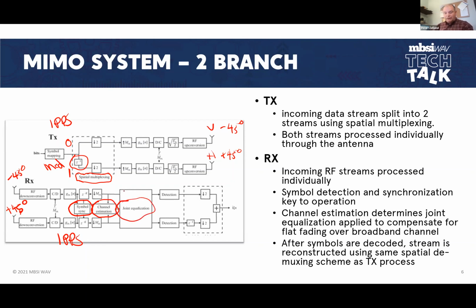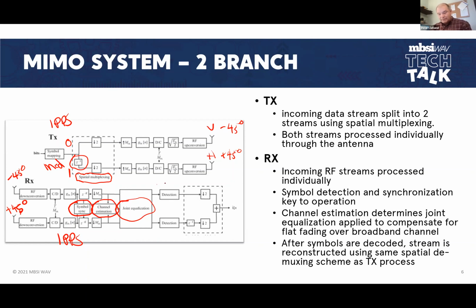equalization. It's called a joint equalization because whatever happens to one stream is applied in the same way to the other stream, so that when equalization is required on one stream, by this channel estimation here, this equalizer will apply the proper correction to the other stream.